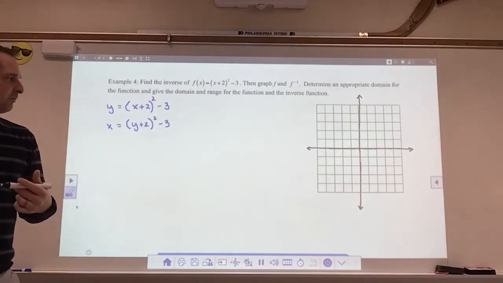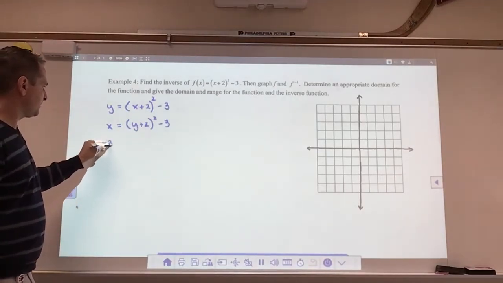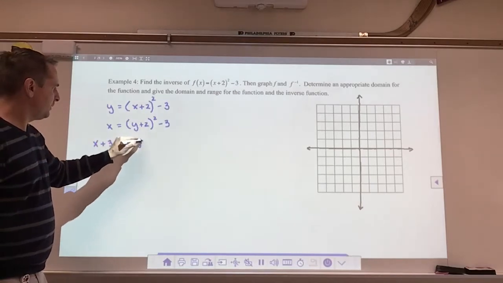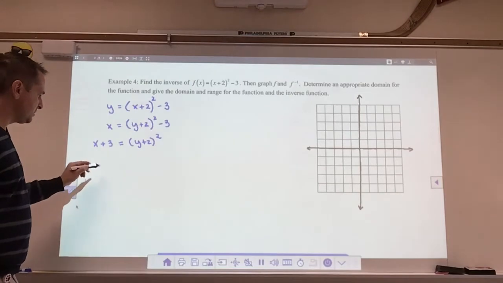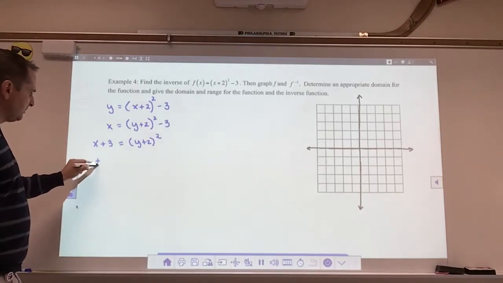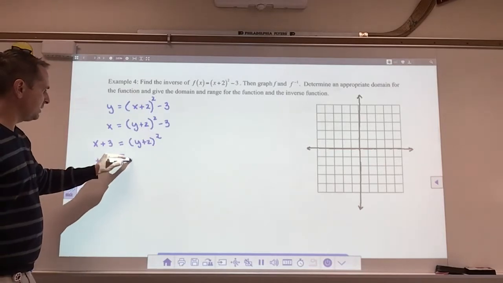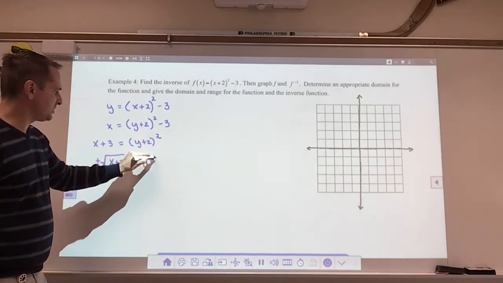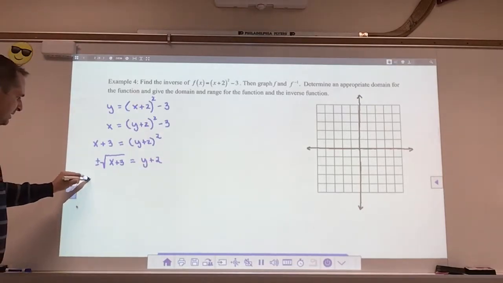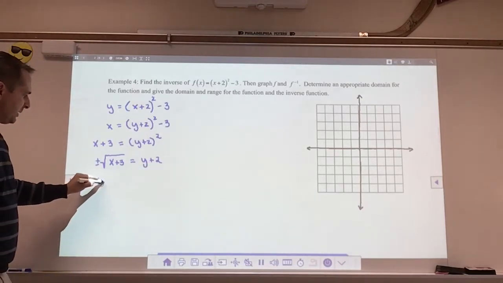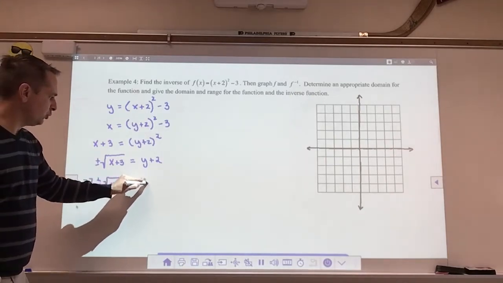And let's resolve for y. So I'm going to have x plus 3 is equal to this. I'm going to square root both sides. So I've got positive and negative square root of x plus 3 is equal to y plus 2. And now I'm going to subtract 2 from both sides. So I've got negative 2 plus or minus the square root of x plus 3 is equal to y.